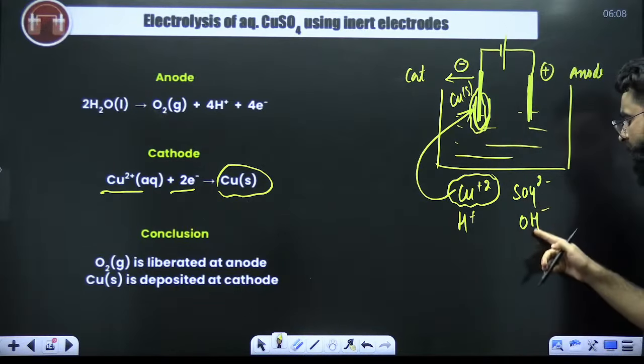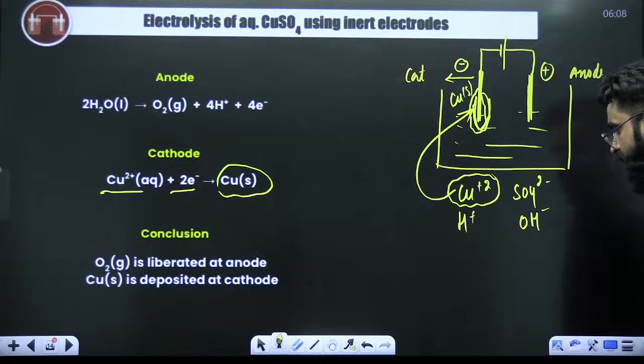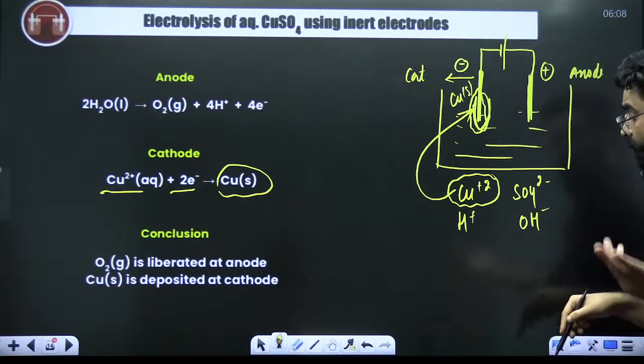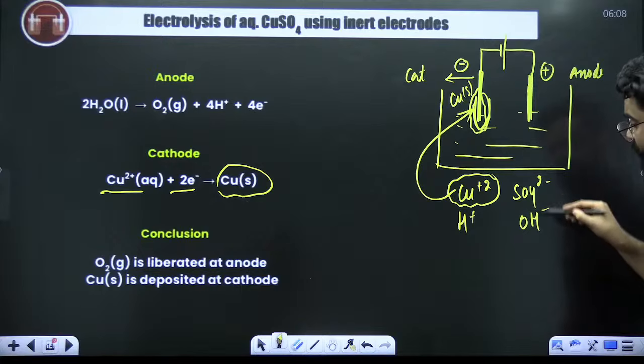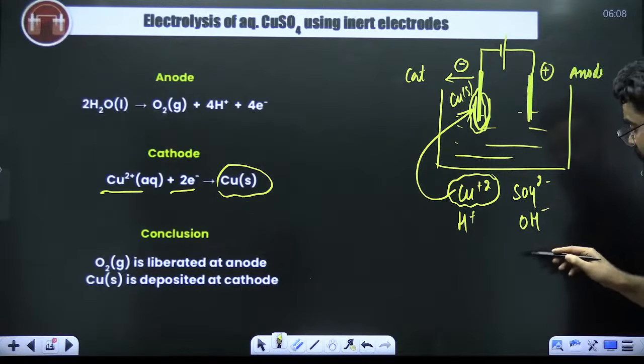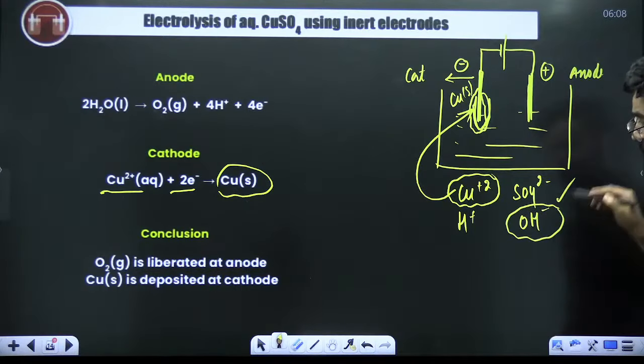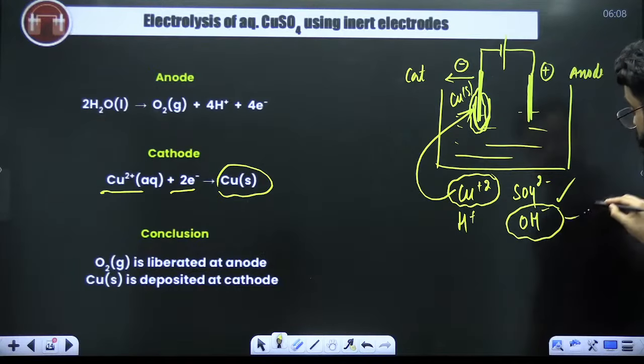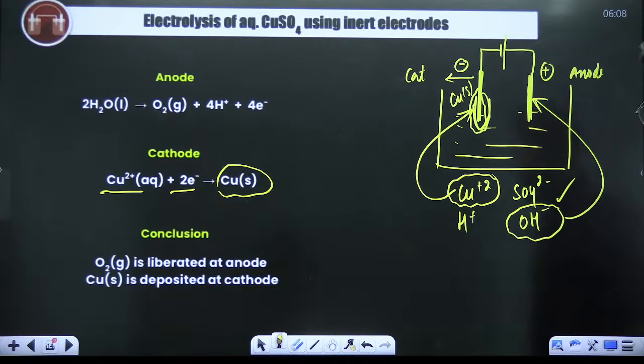Similarly, you have got two types of anions, OH negative and SO4 di negative. Now both would want to go to the anode and both would want to undergo oxidation. But among these two, which one will undergo oxidation? The one which has lesser discharge potential, that's OH negative. OH negative has got lesser discharge potential, so it will undergo oxidation at anode.